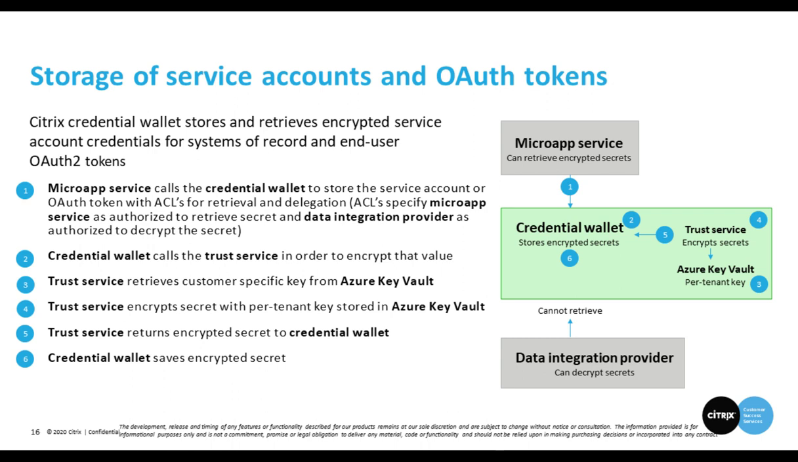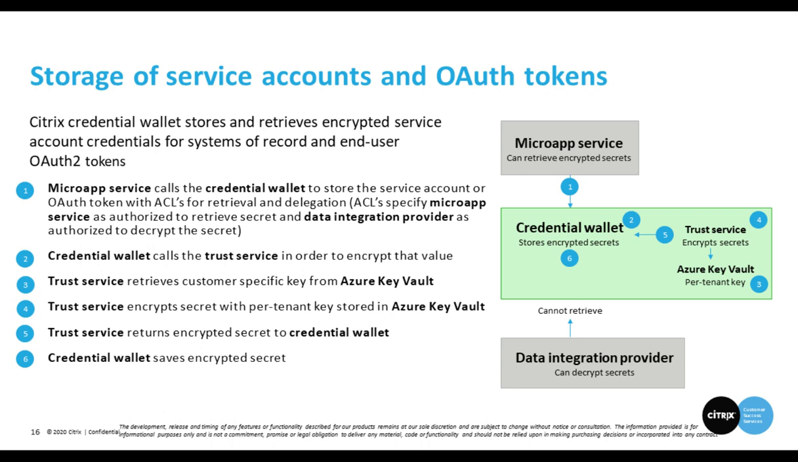That ACL is going to specify whether or not the Microapp service is the authorized service to retrieve the secret. And the data integration provider is the service that is authorized to decrypt that specific secret. So it's a one-way for each specific scenario. The credential wallet is also going to call something called the trust service. It uses that in order to encrypt that value.